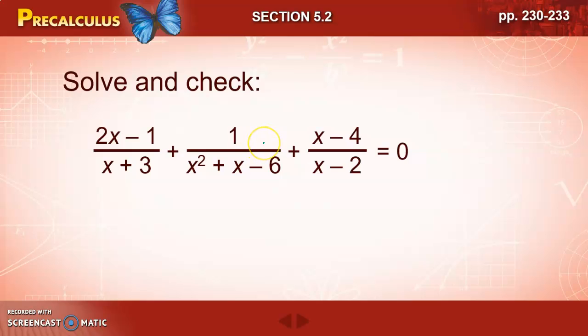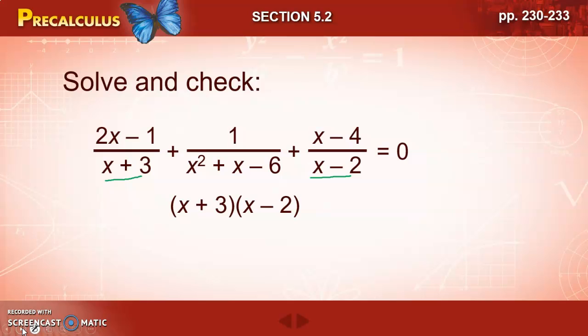The first thing that we want to do is factor all denominators so we know what our individual factors are. This one's already been factored, and this one's already been factored. This middle term, though, has not been factored. So let's factor that so we know what our individual factors are. So our middle term factors to x plus 3 and x minus 2.